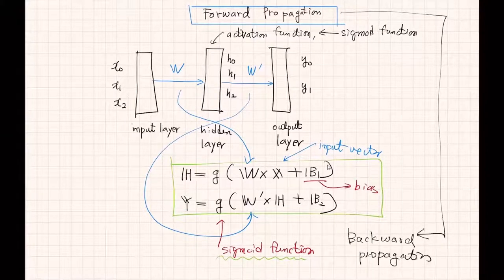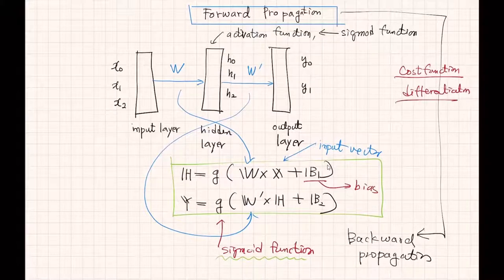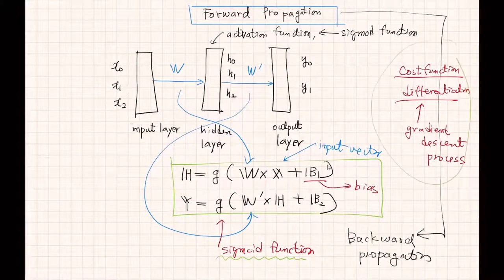Of course, we need to define the cost function. There are various types of cost function. Also, we have to be able to do the mathematical differentiation that is needed for the gradient descent process. This forward propagation and backward propagation are connected through these activities. So I would like to spend a little bit of time on the differentiation of the sigmoid function. That is the very first part of my class today.